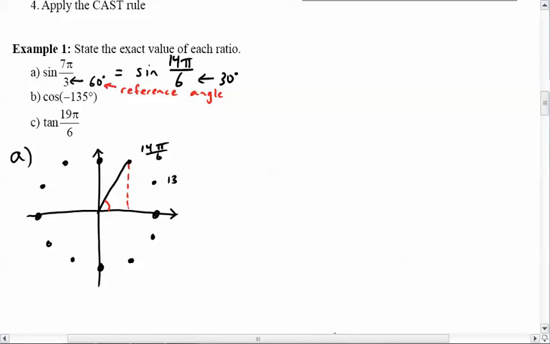So now I know that when I have a 60-degree angle, that this is my 1, 2, 3 triangle. Anytime that you have a 60 or a 30-degree reference angle, it's your 1, 2, 3 triangle. The 1 is the shortest side. The 2 is the hypotenuse. And the root 3 is the medium, longer leg.